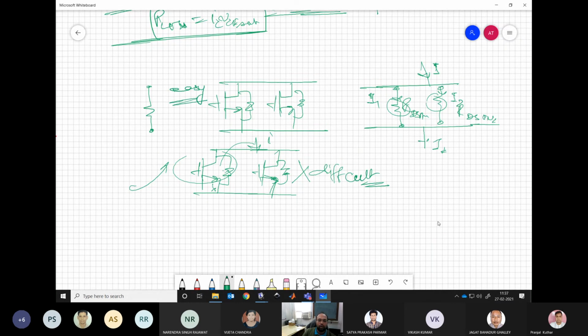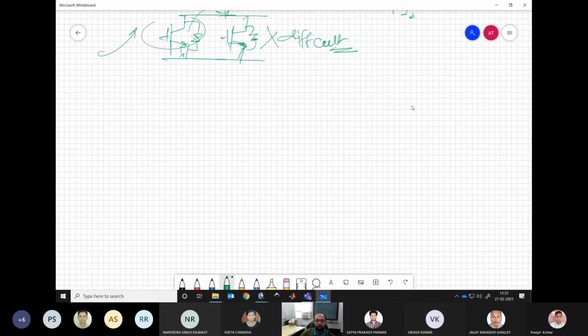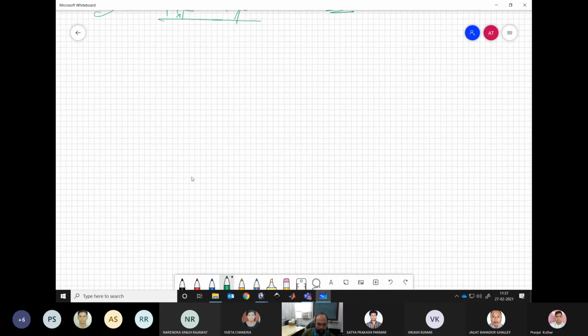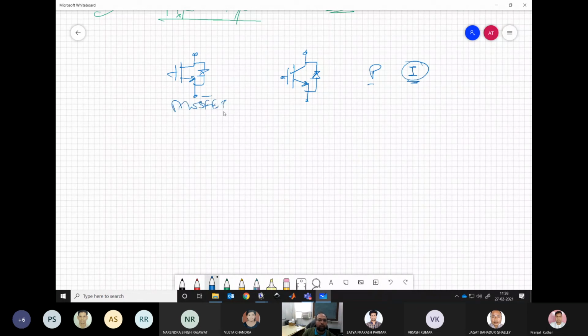Now, the next thing, which device to use where? Let us say we always compare. We have MOSFET and we have IGBT. So which one to use? Let's say we have a power level given for the circuit, or a current level given for the circuit, which device to use, whether the MOSFET or the IGBT. So how to decide that?